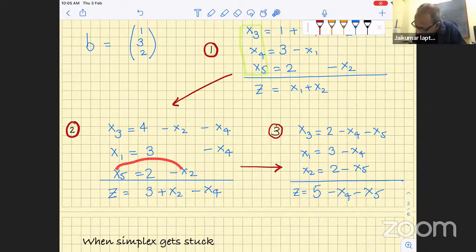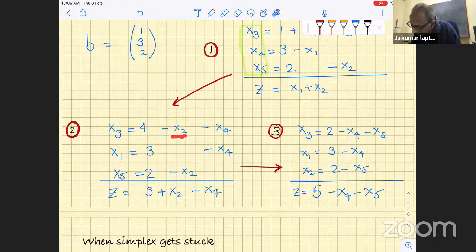That means we just exchange x2 and x5 in this equation. So you get this. And wherever x2 appeared on the right, we have to now replace it by 2 minus x5. So wherever x2 appeared, we have to replace it by 2 minus x5.